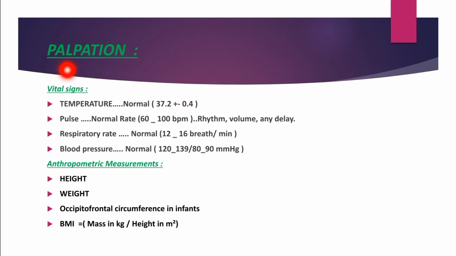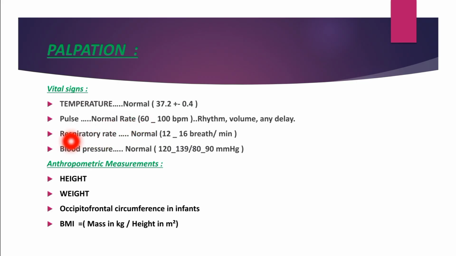The next step in GPE is palpation. In palpation, first of all, we check the vital signs, and the vital signs include temperature. So check the temperature with a thermometer. And next is the pulse. So measure the pulse and note the rate of the pulse, rhythm of the pulse, volume of the pulse, and any delay. If the pulse is less than 60, it is called bradycardia, but if it is more than 100, it is known as tachycardia. And usually we check the radial pulse or femoral pulse.